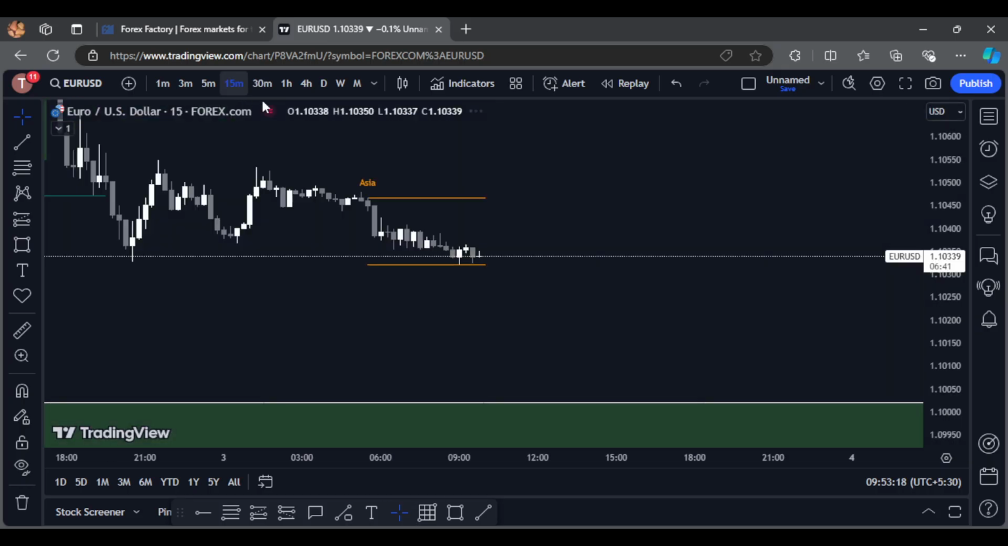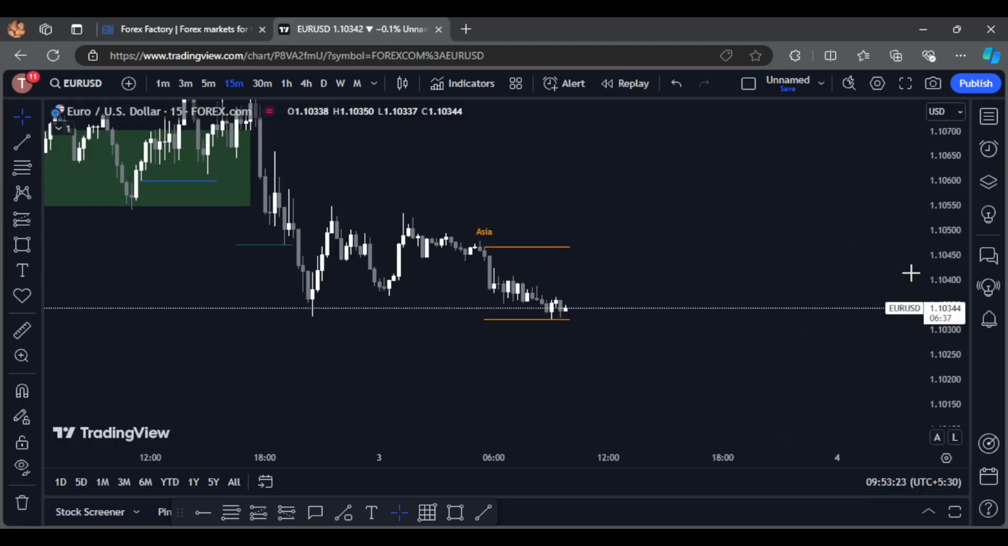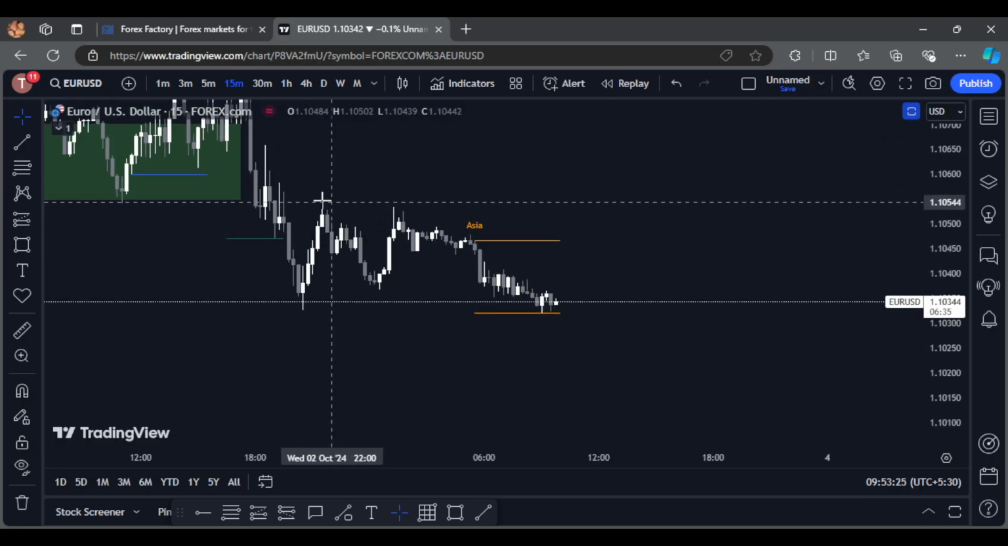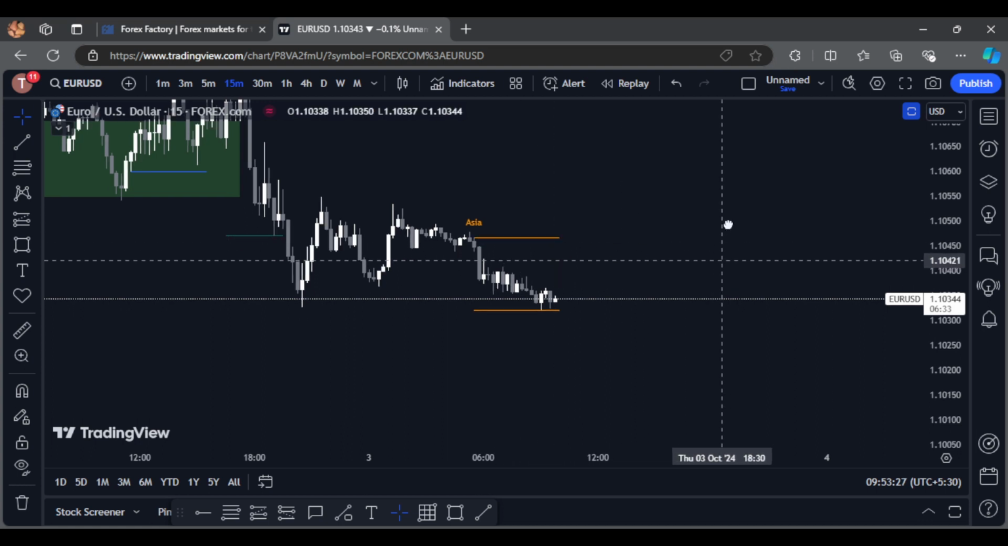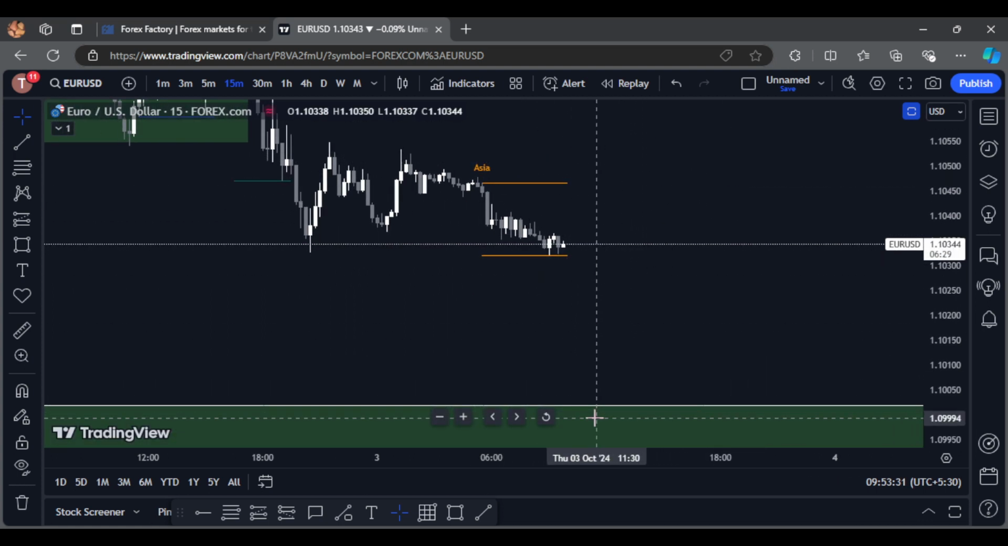So let's move to the 15 minutes for a descriptive analysis. Most likely we are going to take this high or just the Asia high, and then we are going to go into the downward direction towards this FVG of monthly.